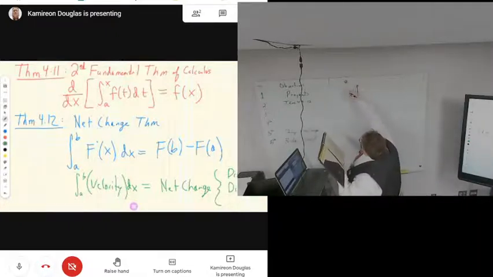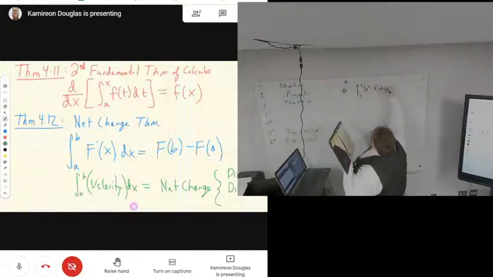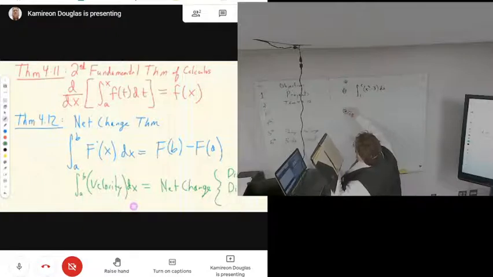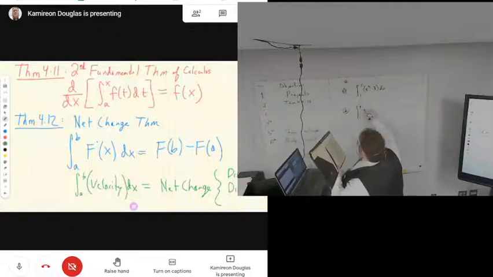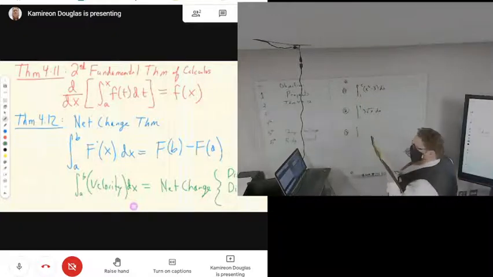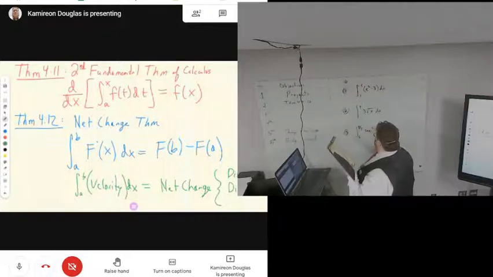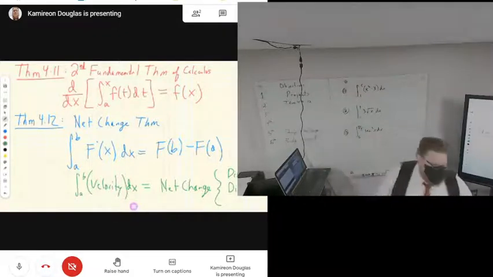1: the integral from 1 to 2 of x squared minus 3 dx. 2: the integral from 1 to 4 of 3 square root of x dx. 3: the integral from 0 to pi over 4 of secant squared x. Give it a minute or 2.